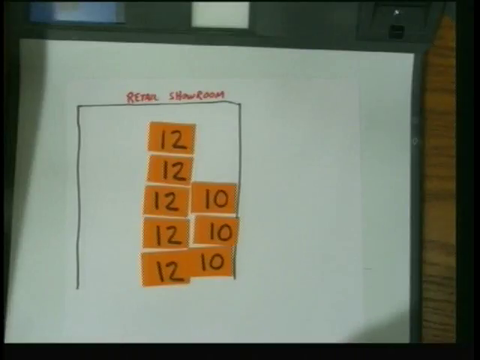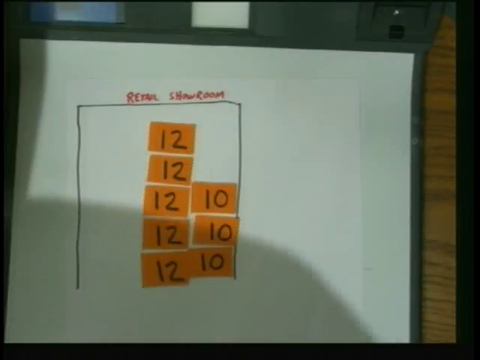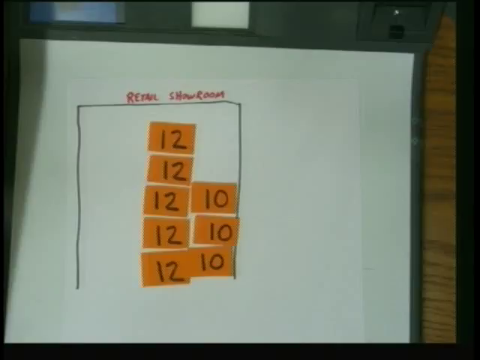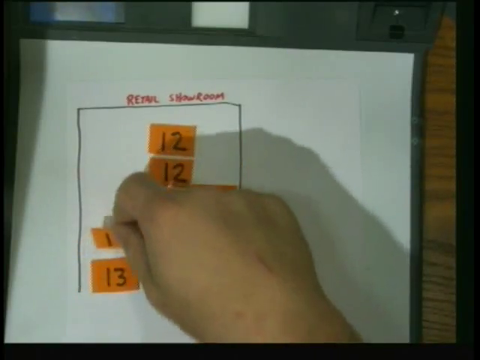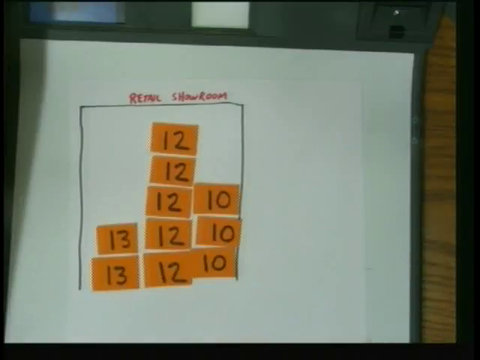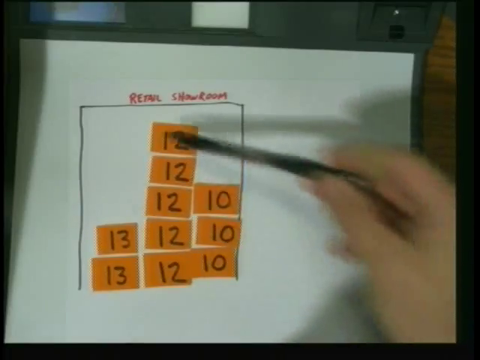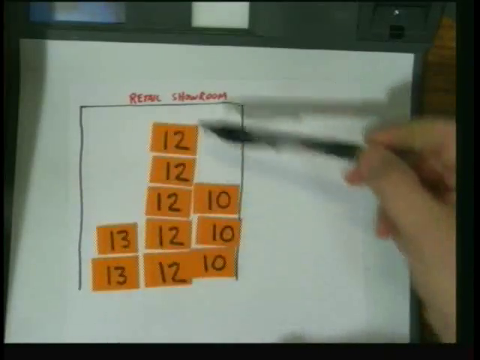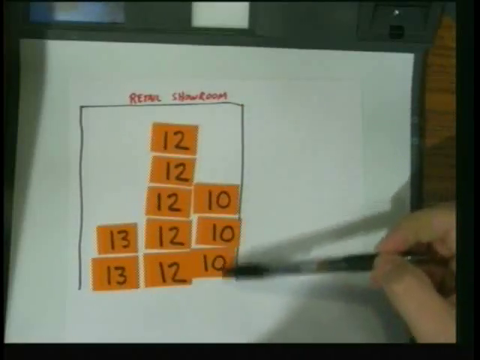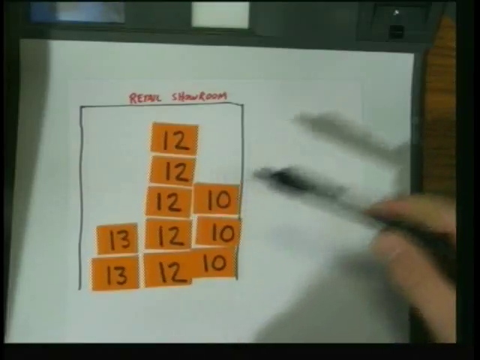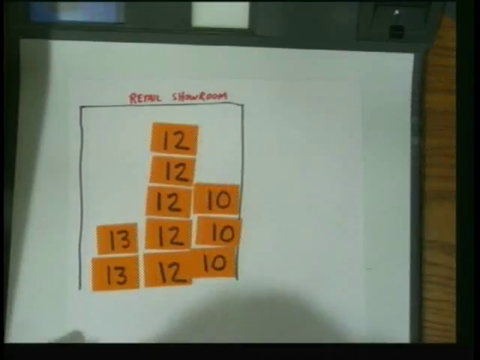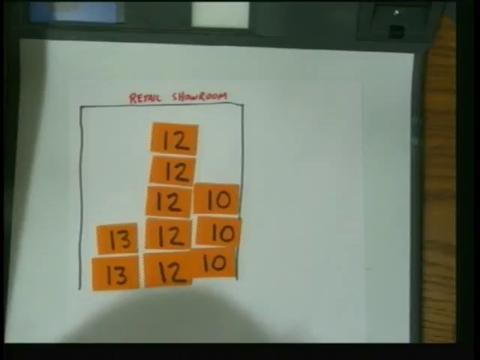Okay, a little bit more time goes by, and we purchase 2 more of these items that we'll sell to our customers. But the price has gone up a little bit more. It's gone up to 13. You with me? So our retail showroom's getting pretty crowded, isn't it? Now keep in mind, guys, these are all the same items. Yes, they have different costs on them, and I represented that by writing the number. But when the customer comes in, these are all the same product. You see what I'm saying?